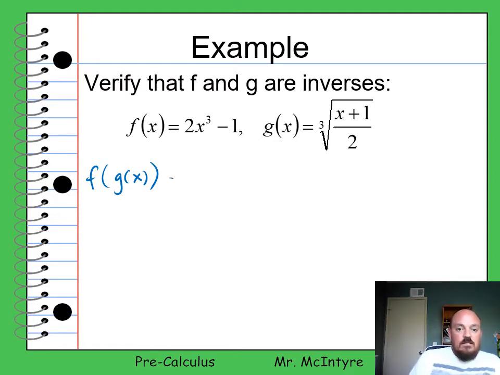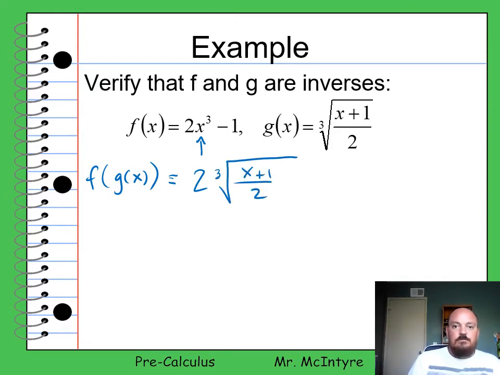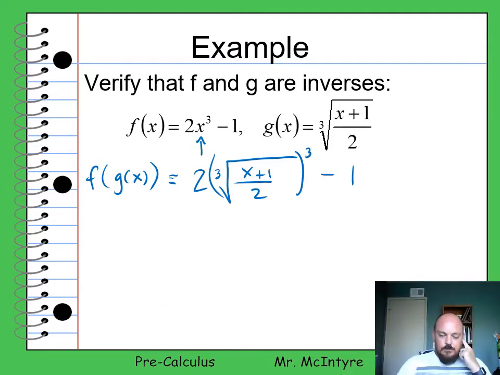So I'm going to take g of x, which is that whole big function there on the right, and I'm going to substitute it right here for x. So basically I will have 2 times that whole thing, cube root of x plus 1 over 2, and then we'll have the, oh, and it'll be cubed because x was cubed, and then we'll have that minus 1 on the end.